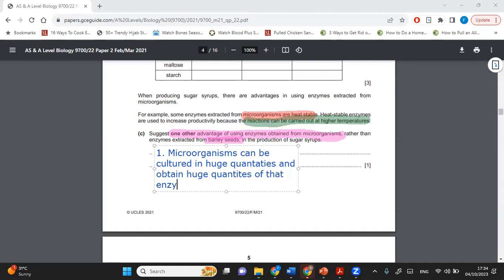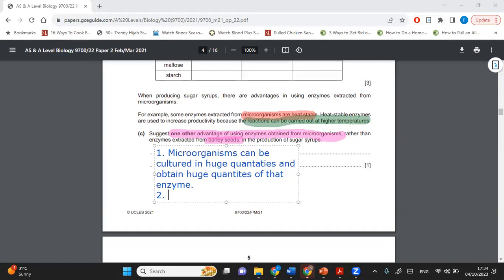If I'm using barley seeds, then obviously the amount of barley seeds I can use is limited, right? But with microorganisms, I just need to culture them. That's it. And they will grow by themselves. They will divide, and I will get huge quantities of the microorganism. So I can also get huge quantities of enzymes. Can you think of anything I should add? Any other advantage?